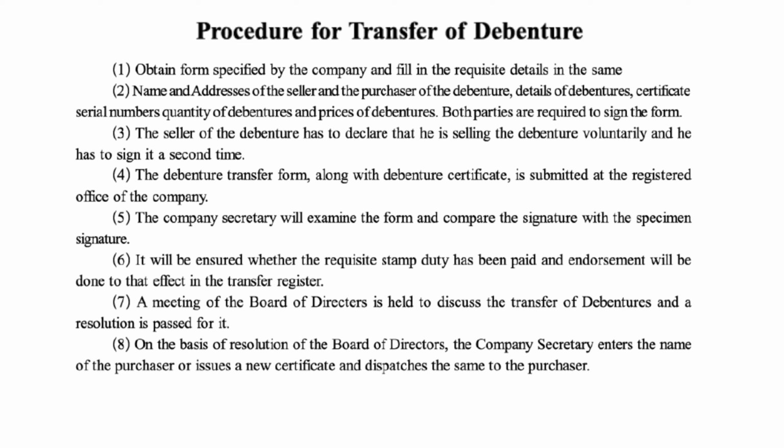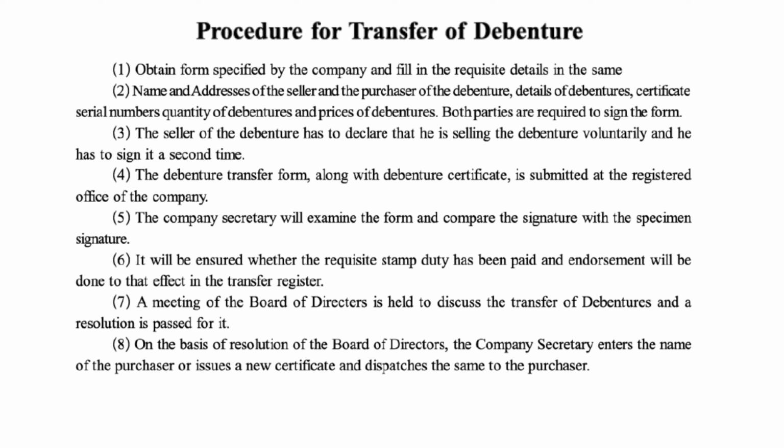After this, whenever the board of directors meets, in the board meeting, the company secretary will put up an agenda. In that, he will mention that these are the debenture holders who want to transfer their debentures to another party. These are the number of debentures and the serial numbers of the debentures which have to be transferred. The board of directors will approve this transfer by passing a resolution.